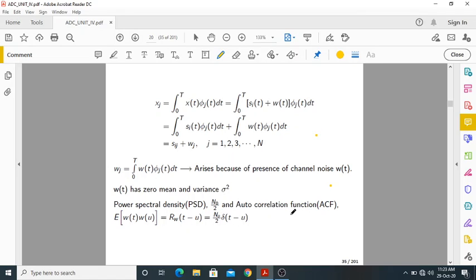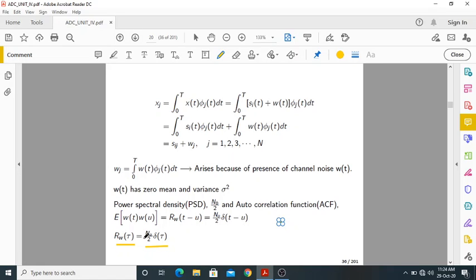We know already that the power spectral density and the autocorrelation function are Fourier transform pairs. Now this is the autocorrelation of the noise: expectation of W of t, W of u, equal to RW of t minus u. This is a time shift. Otherwise we can write RW of tau equal to N naught by 2 delta of tau, where tau is a time shift. It is so because of the wide sense stationary noise process.